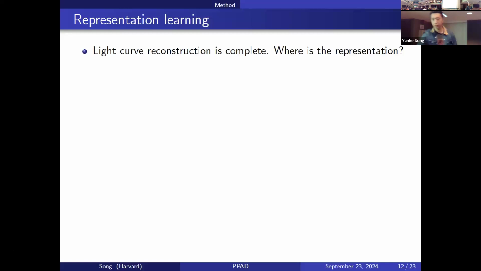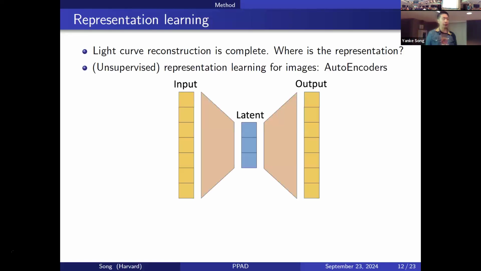So recall that, if some of you are still unfamiliar with representation learning, here's what representation learning is, in the simplest way in machine learning literature. It was first invented for images. So I'm first going to talk about that and see if that can be applied in our case.